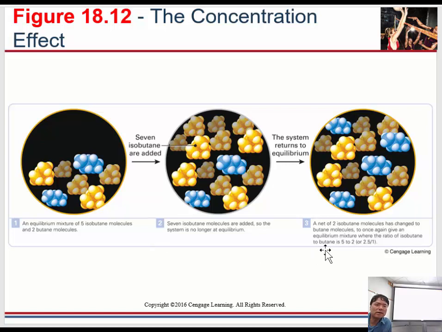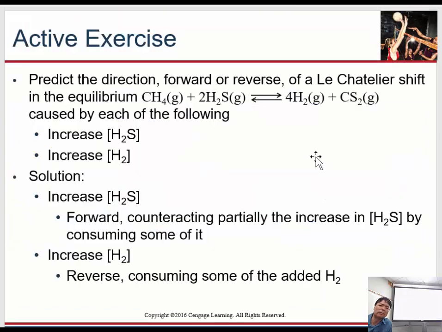So, for example, here we have an equilibrium. This equilibrium consists of 1, 2, 3, 4, 5 yellows and 2 blues. What happens if you add more yellows? 1, 2, 3, 4, 5, 6, 7, 8, 9, 10, 11, 12. You add more yellows, then there's going to be a shift. Some of the yellows will disappear and be replaced by the blues. And then we establish a new equilibrium here. So there's a perturbation to the equilibrium.